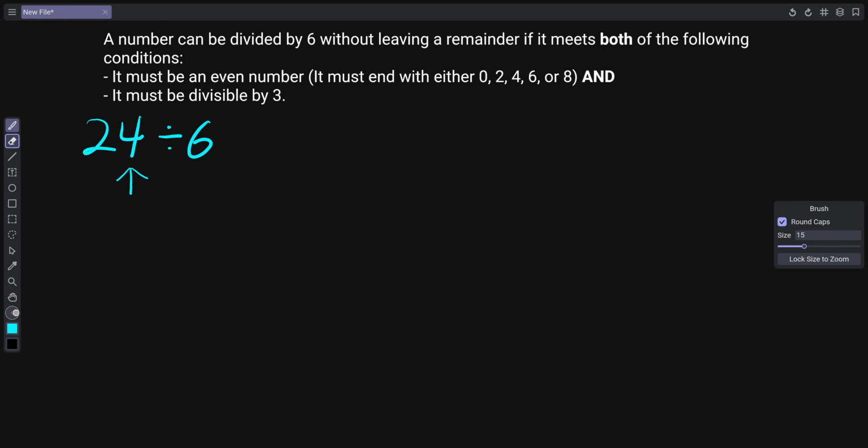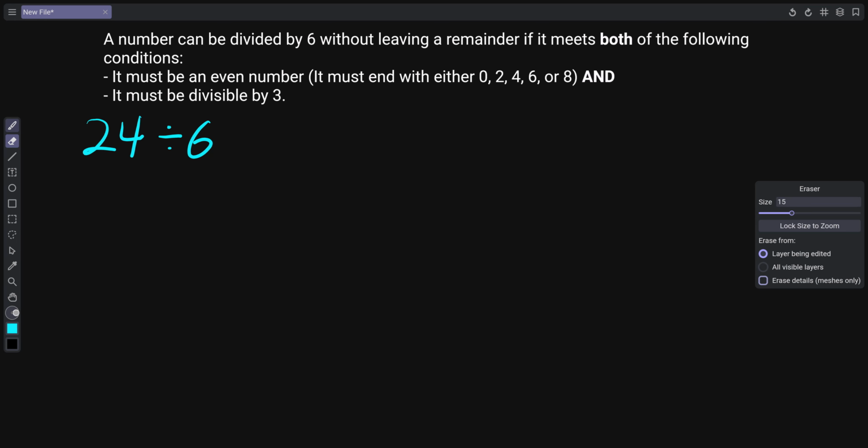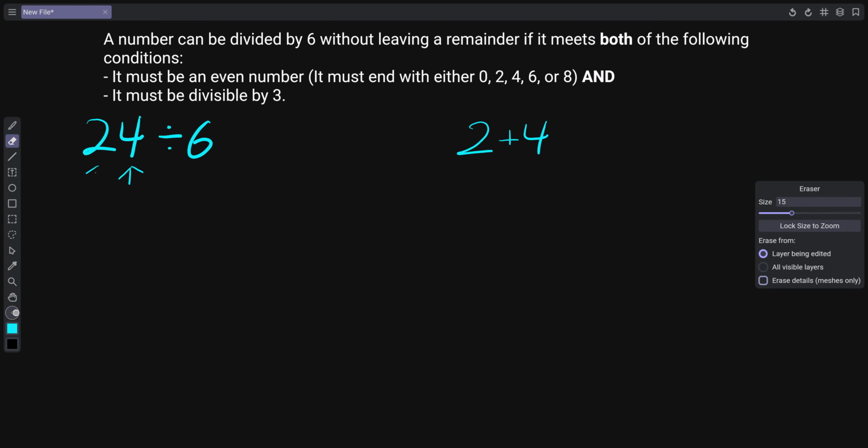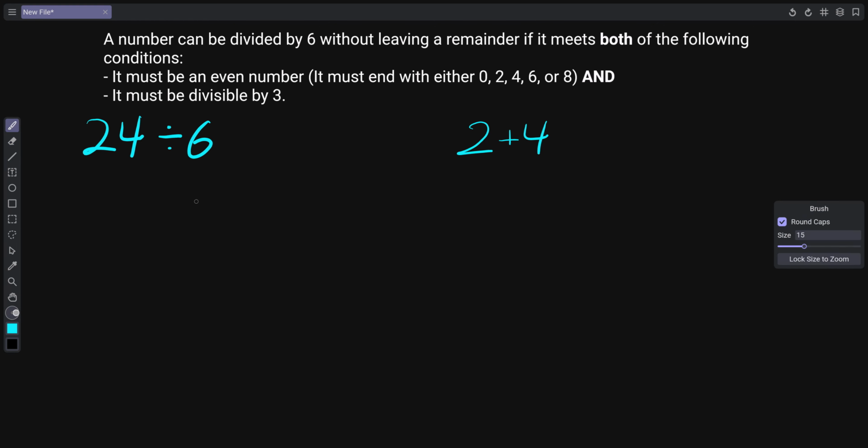And now we should see if this is divisible by 3, and we can do that by putting it through a test that I talked about in another video that I will go over now. We will take the digits and add them together. So we're going to add 2 and 4, and we are going to see if what we get can be divided by 3.